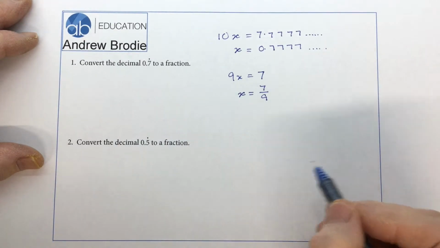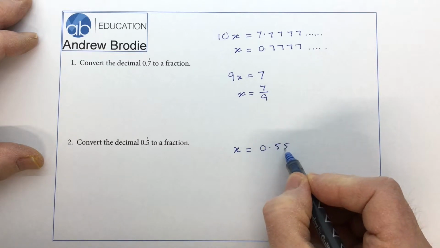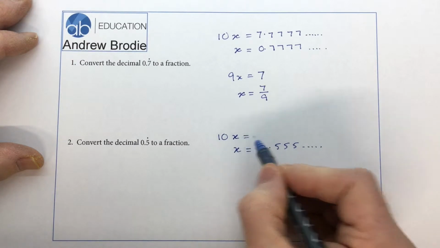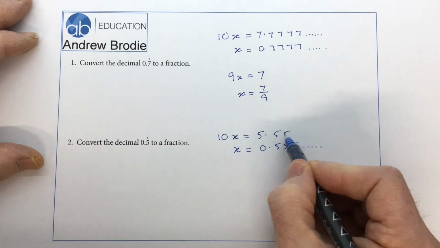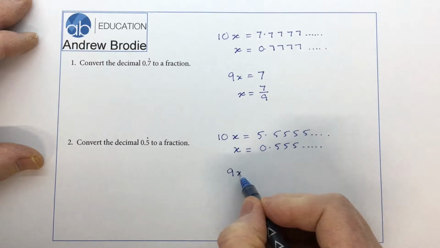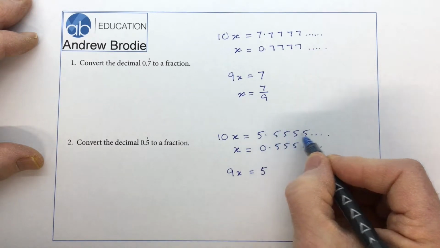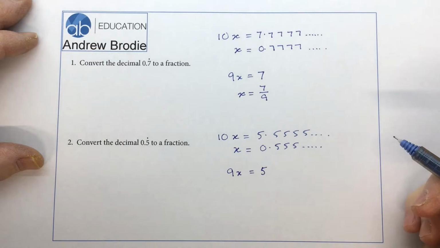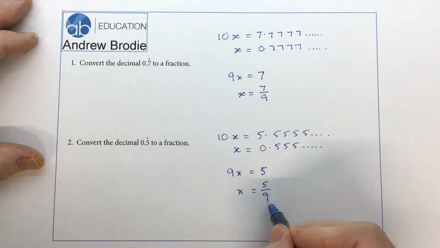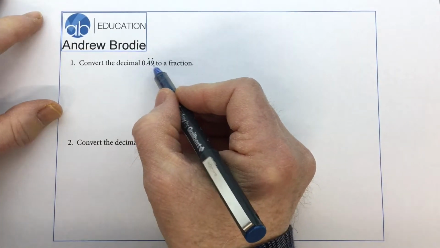Here's another example. We've got x equals 0.555 and so on. So 10x will be 5.5555 and so on. 10x take away x is 9x. So 9x equals simply 5 because the recurring part has been knocked out by the subtraction. And so x is 5 divided by 9. There's the fraction 5/9.